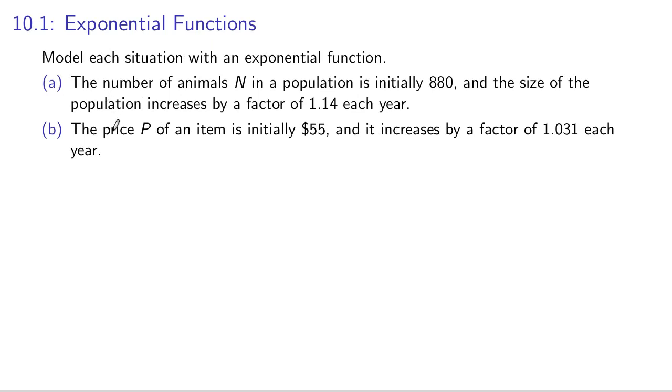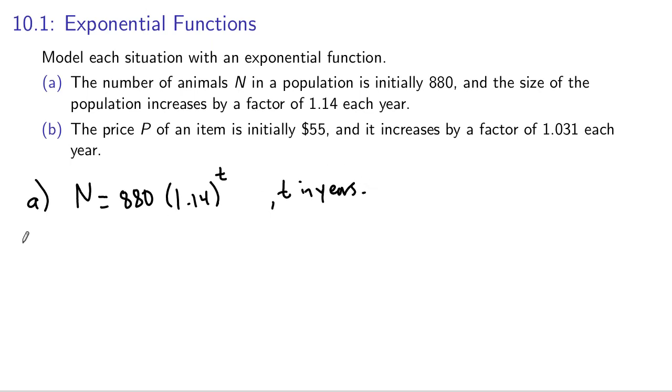Let's model each situation with an exponential function. A, the number of animals in a population is initially 880, and the size of the population increases by a factor of 1.14 each year. So here we have the number, and t is in years. B, the price P of an item is initially $55, and it increases by a factor of 1.031 each year. Again, t is in years.